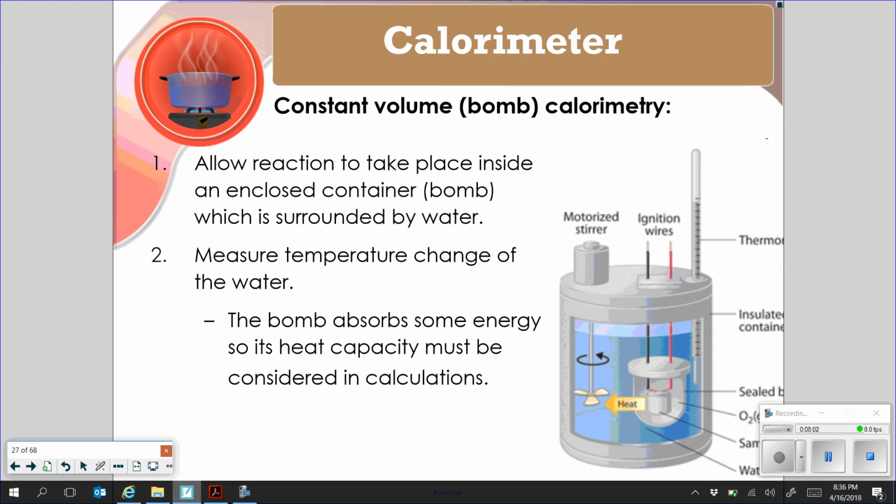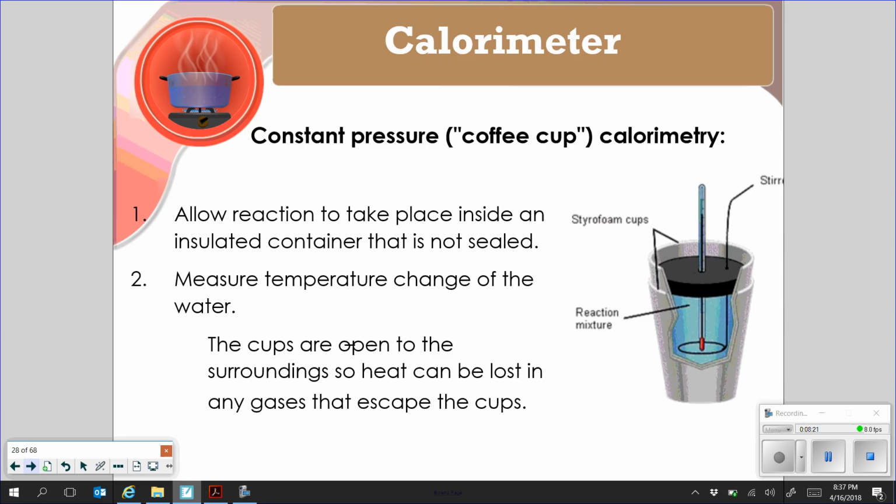The first type of calorimeter that you could have is a constant volume or bomb calorimeter. This allows your reaction to take place inside of a closed container, which is going to be surrounded by water, and you're going to measure the temperature change of the water. The bomb will absorb some of the energy, so the heat capacity also has to be considered when you do your calculations.